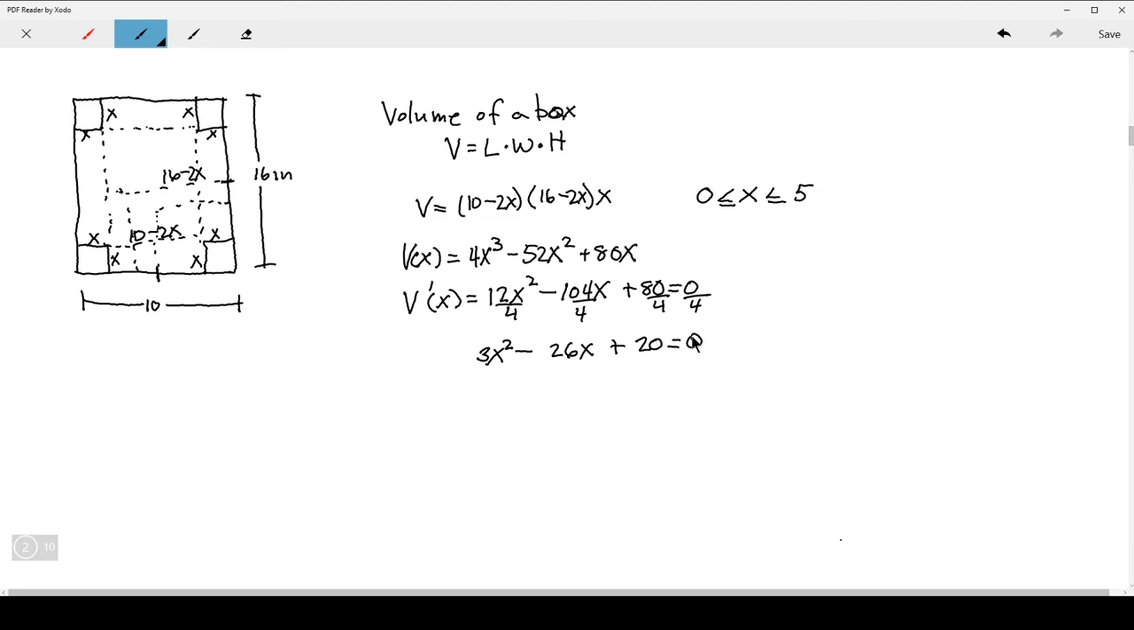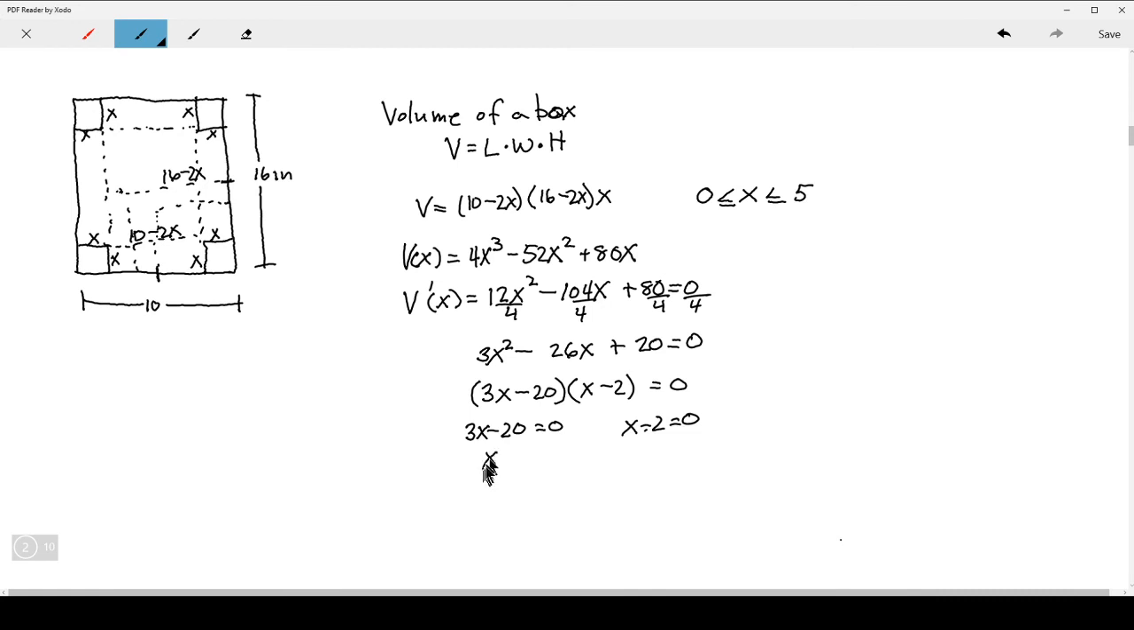All right, at this point you can go through whatever your favorite method of factoring or solving this is. You could use the quadratic formula. I am going to factor it. This factors into 3x minus 20 times x minus 2. As far as critical values go, 3x minus 20 equals 0, x minus 2 equals 0.